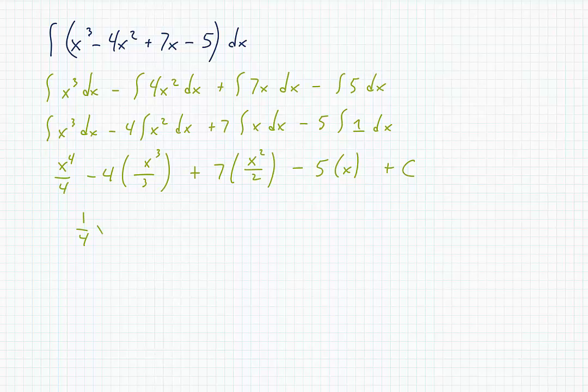I'm going to write it as 1/4 x to the fourth minus 4/3 x to the third plus 7/2 x squared minus 5x plus c, some constant of integration. Take the derivative of this final expression and you should end up back at x to the third minus 4x squared plus 7x minus 5.